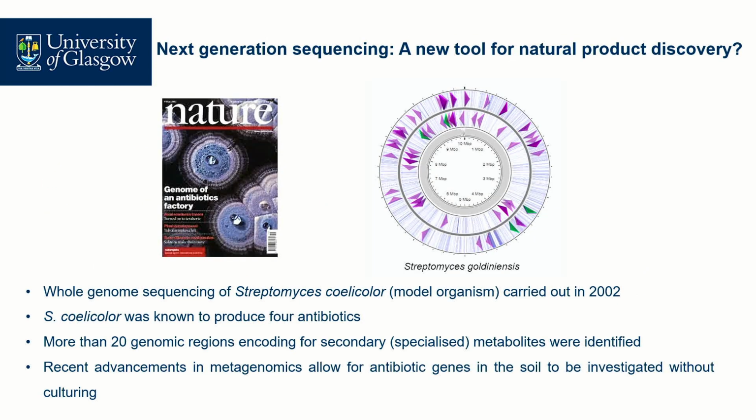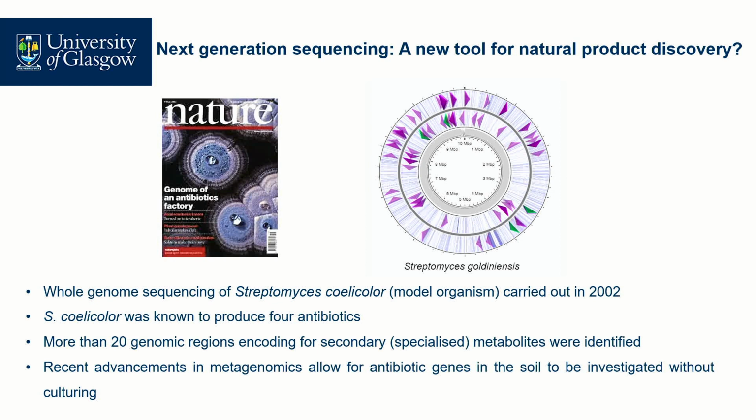In terms of antimicrobial discovery, when we look at genomics, it's really helped our discovery of novel compounds in many ways. In 2002, the whole genome of Streptomyces coelicolor was published for the first time, and until this point, we were really unaware of just how good Streptomyces were at producing these antibiotics. So we knew that Streptomyces coelicolor, the Streptomyces model organism, could produce 4 different antibiotics. And when the genome was sequenced, more than 20 genomic regions were found that were associated with antibiotic production.